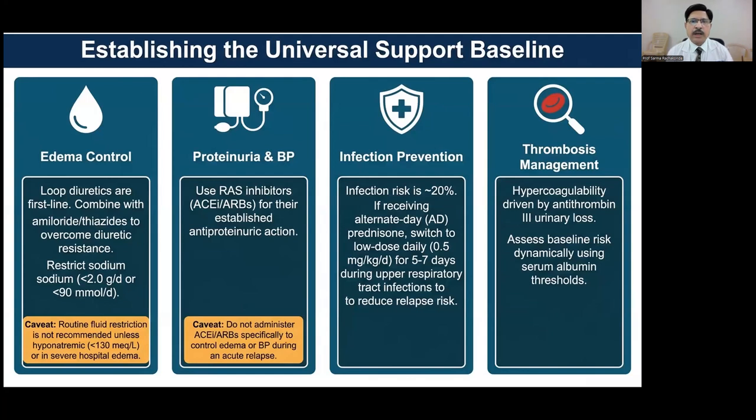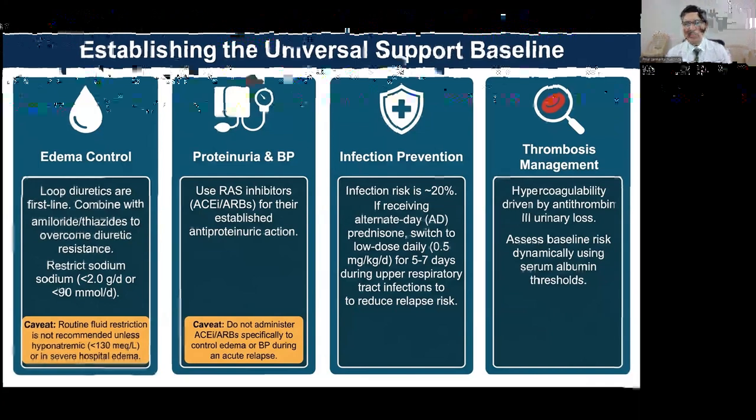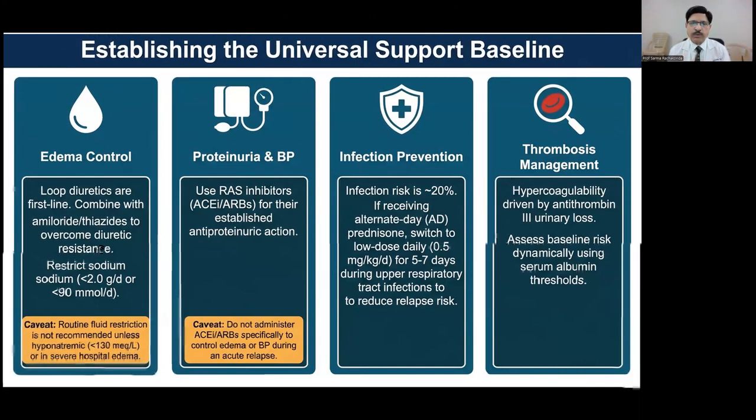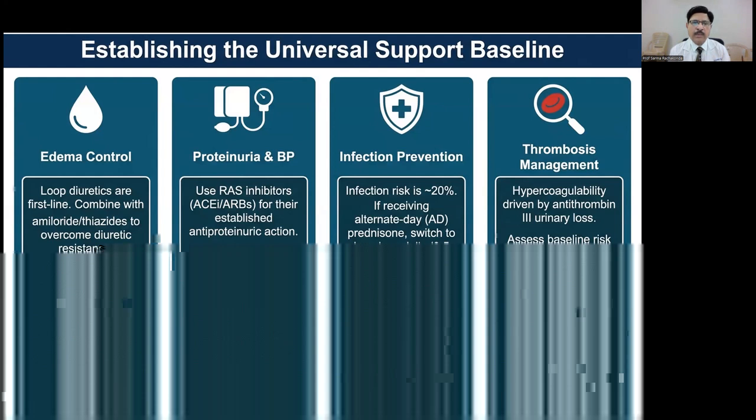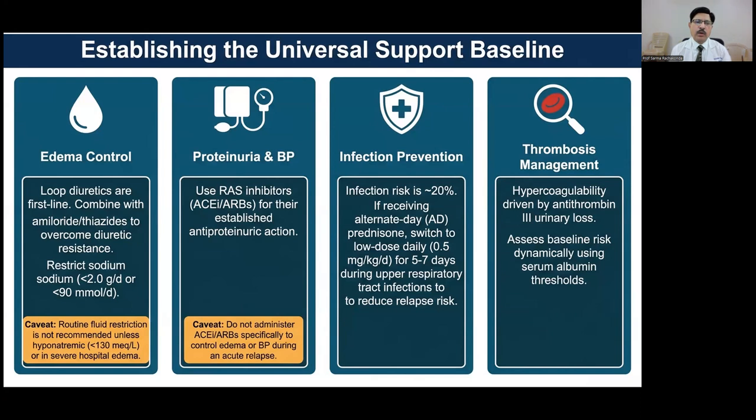Now, establishing the universal support baseline. How do I do that? Control edema, control proteinuria and blood pressure, infection prevention, thrombosis management. So it is a 4-pronged approach. First one is edema control, second one is proteinuria management, blood pressure management, third one is infection prevention, fourth one is thrombosis management. How do I control edema?